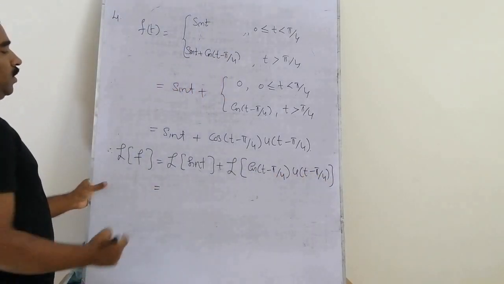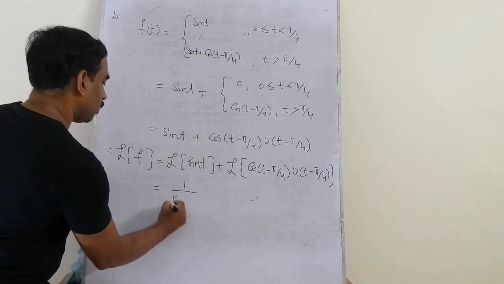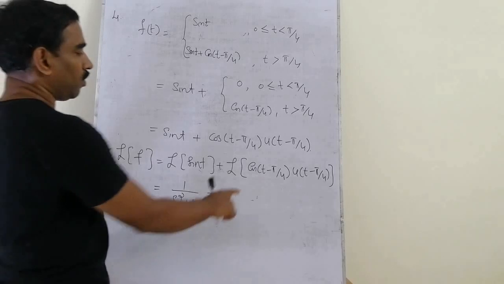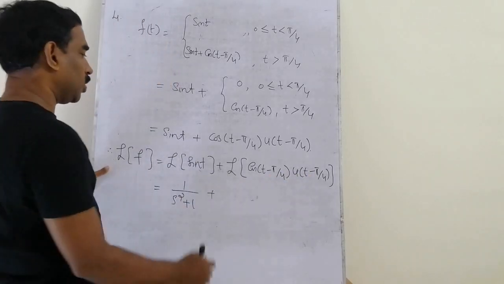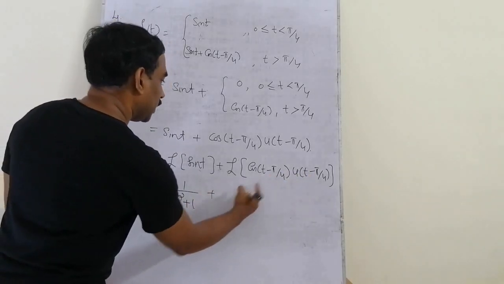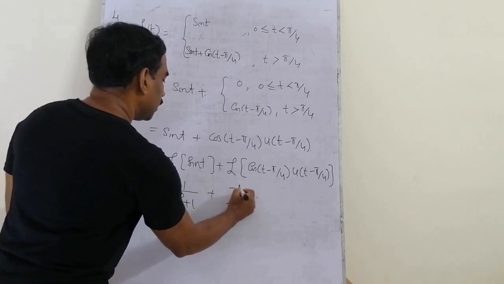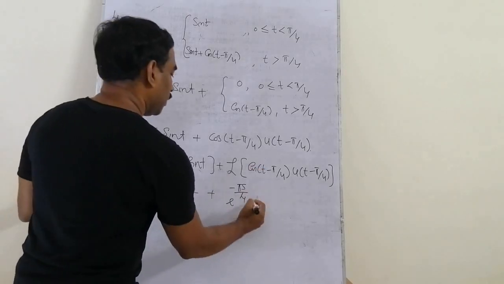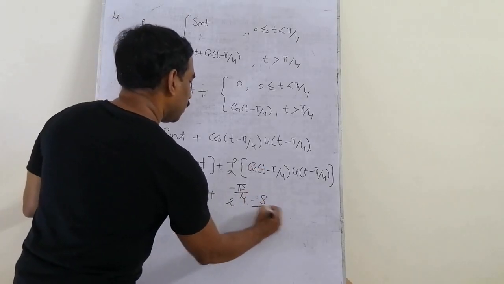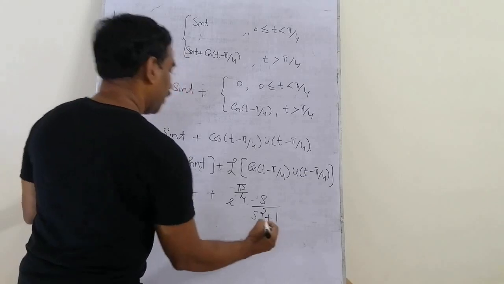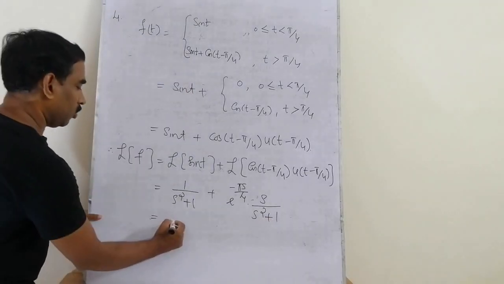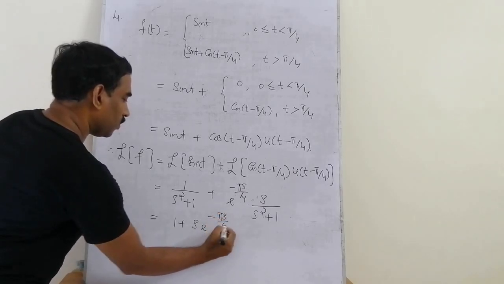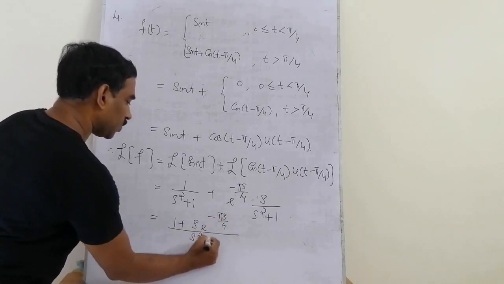So this is equal to Laplace transform of sin t, that is 1 by s square plus 1. So using second shifting theorem, Laplace transform of cos of t minus pi by 4 into u t minus pi by 4 becomes e raised to minus as, where a is equal to pi by 4, that is e raised to minus pi s by 4 into Laplace transform of the function cos t. Here the transform of the function cos t is s by s square plus 1. So this is equal to (1 plus s into e raised to minus pi s by 4) divided by s square plus 1.